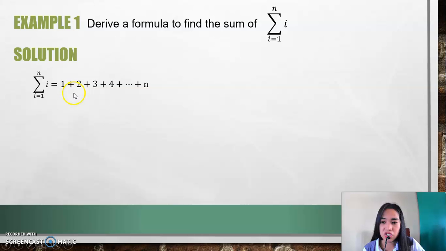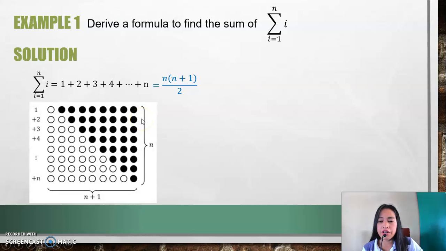And familiar kayo siya, no? This is an arithmetic series, tama? With the common difference of 1. And we know already that this one is equal to n times the quantity of n plus 1 over 2. Okay, ma'am, anong inana mo na siyang formula? We derive this formula from the arithmetic series.